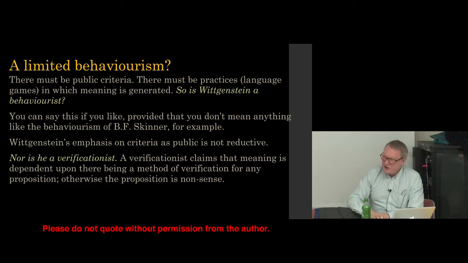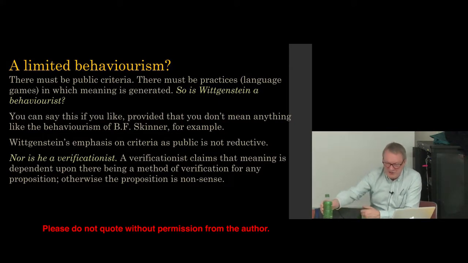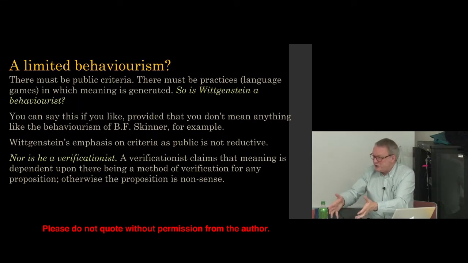Nor is he a verificationist. Perhaps that word's come up before with us, I'm not sure. So a verificationist, someone like A.J. Ayer, or perhaps the early Wittgenstein, or the Vienna Circle of philosophers, claims that meaning is dependent upon there being a method of verification for any proposition. Otherwise, the proposition is nonsense. So they would say, if I say the bottle is on the table, then we have a test for that because we all look and we share the judgment that the bottle's on the table, so yes, it's true.